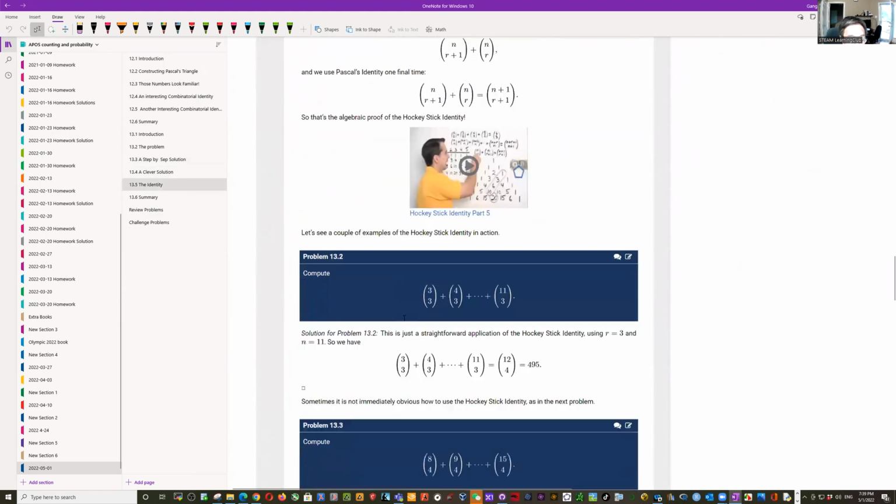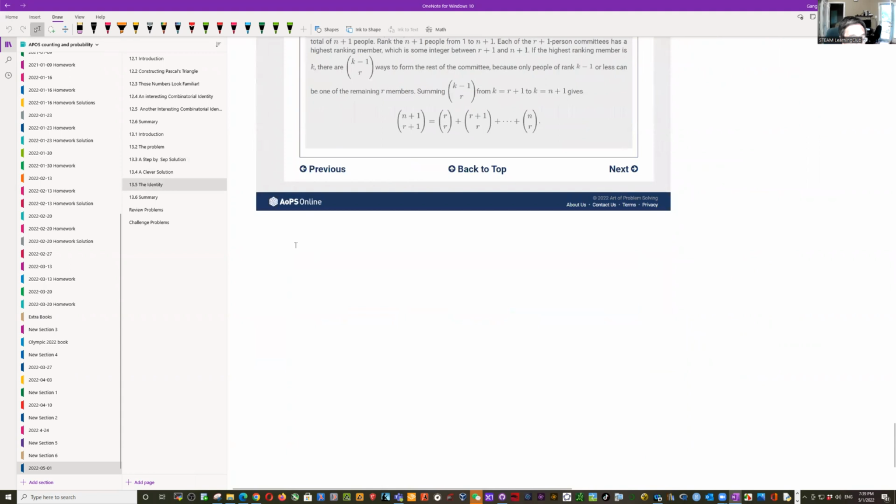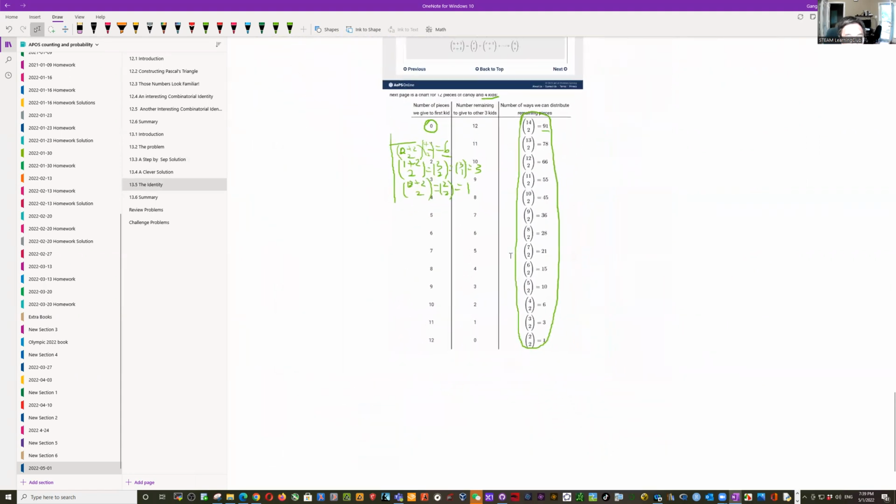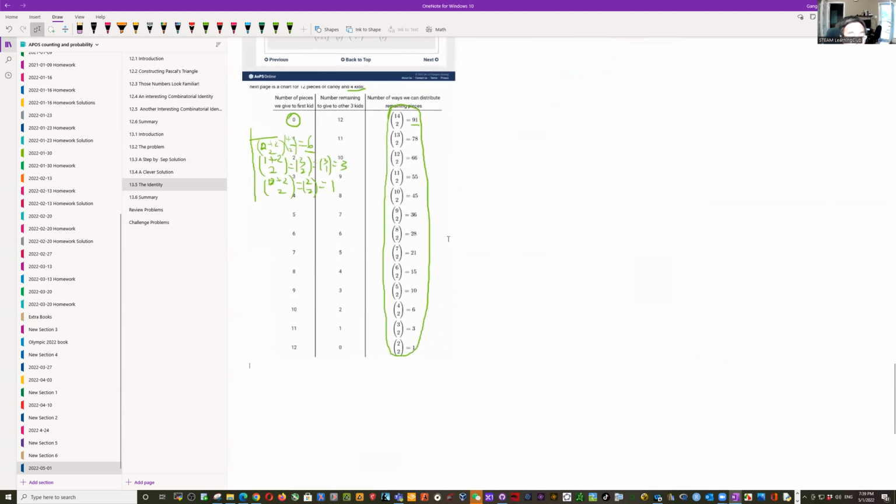So this is the identity. Let me just append to here. So basically what we are trying to prove is that 2 choose 2 plus 3 choose 2 plus 4 choose 2, all the way to 14 choose 2, is actually equal to 15 choose 3. And let's try to build out this Pascal triangle.